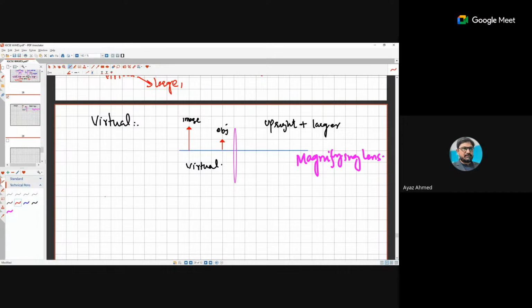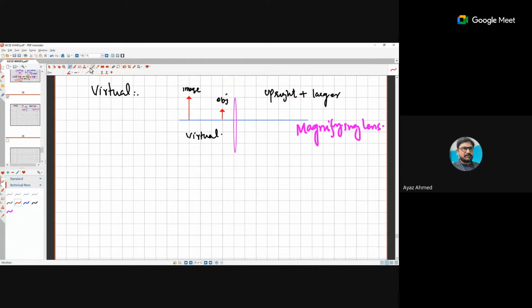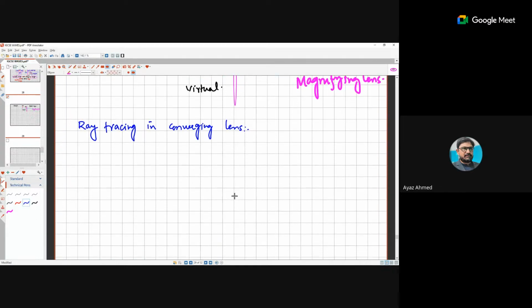Now the most tricky part, where you people are always stuck, that is image formation. Ray tracing method. Ray tracing in converging lens. I told you that there would be some rays which would be used to form the image. I will just draw a lens here, and then I will let you know how to practice all these rays together.